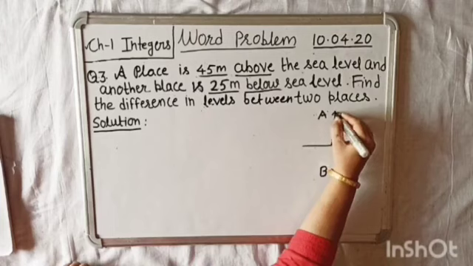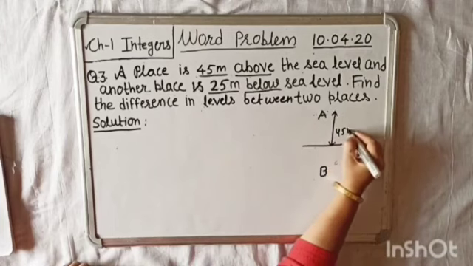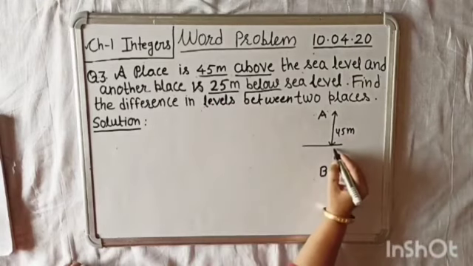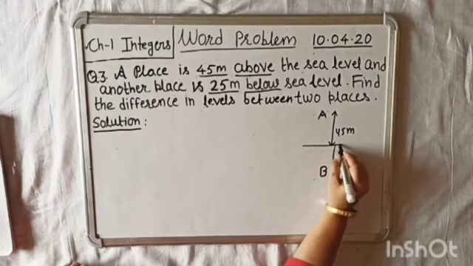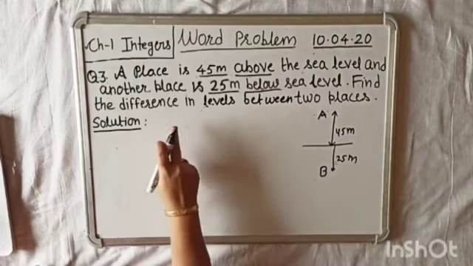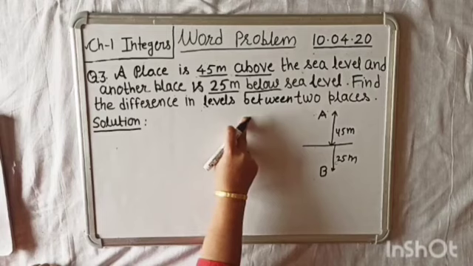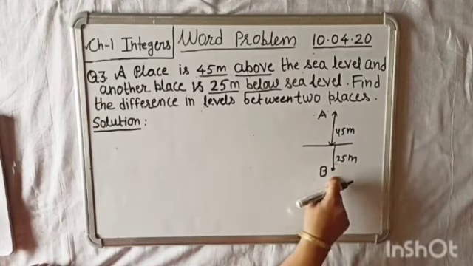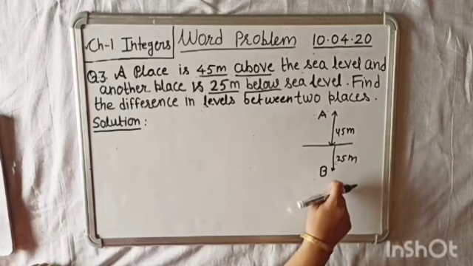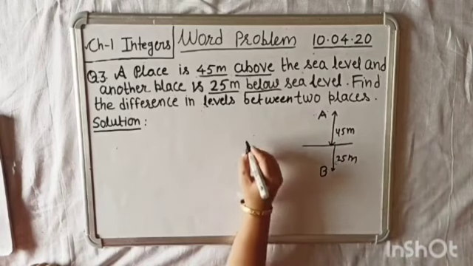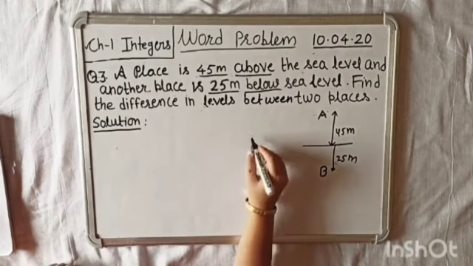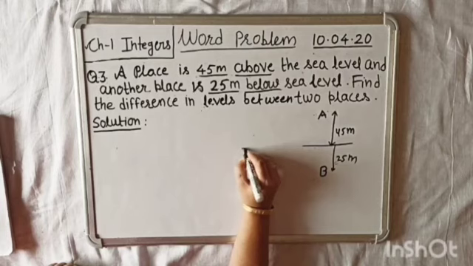It means its distance is 45 meter. And the distance of second place is 25 meter below sea level. It is 25 meter below sea level. Find the difference in level between two places. You have to find the difference in levels between these two places. For example, there are two people and they are running from that place.